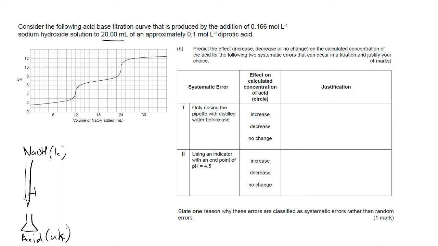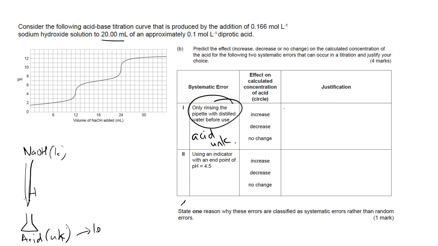Okay, here's the question: predict the effect, increase, decrease, or no change, on the calculated concentration of the acid for the following two systematic errors that can occur in the titration, and justify your choice. First: only rinsing the pipette with distilled water before use. Now you remember you should rinse the pipette with your solution. What's going in the pipette? The acid, which is our unknown.